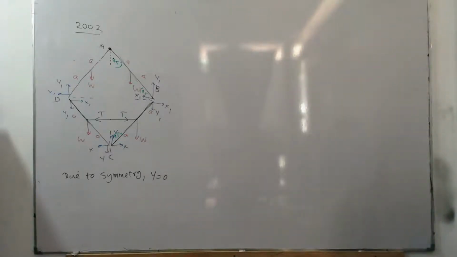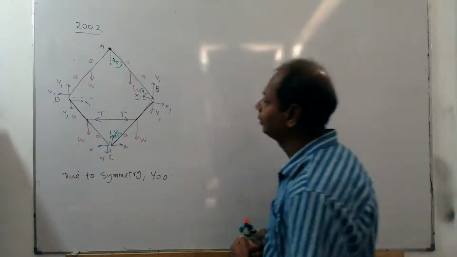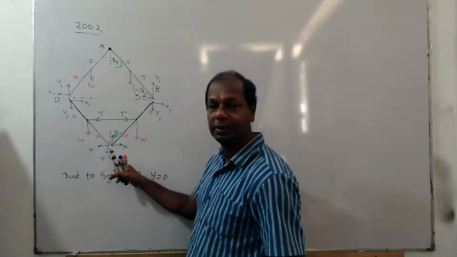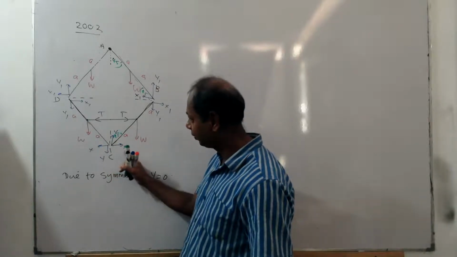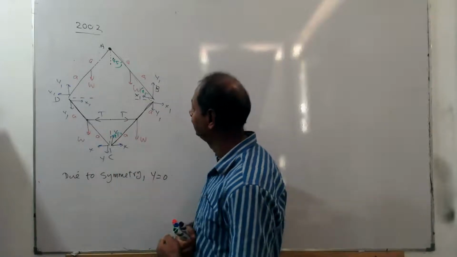Calculate the thrust in the rod and the reaction at C. We want to find the reaction at C. We already have written y equals 0. That means we need to find x and also T. Now we have to plan it.